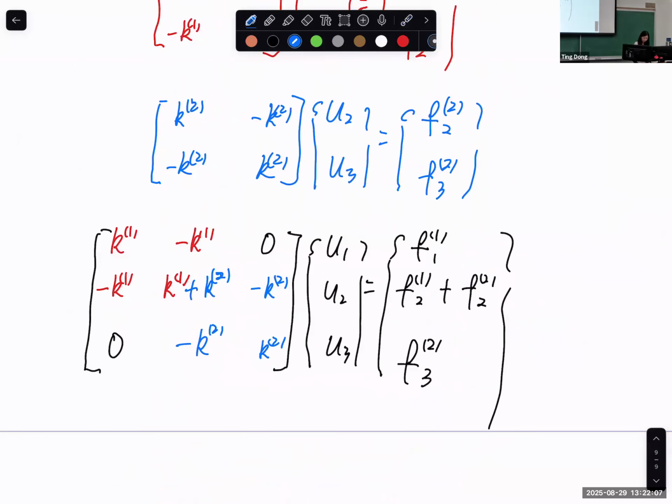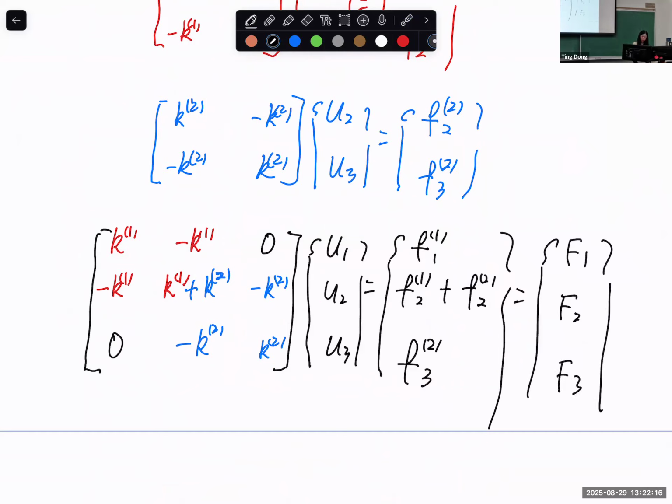So for this one, I can simply write the external applied force at node 1, node 2, and node 3. And again, F1, since it's a boundary condition, is a reaction force, the unknown reaction force. F2 and F3 we normally consider as given.